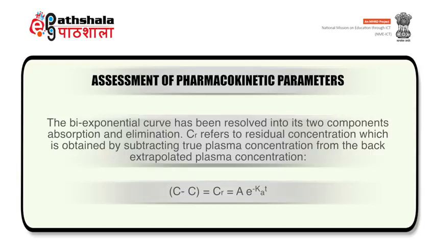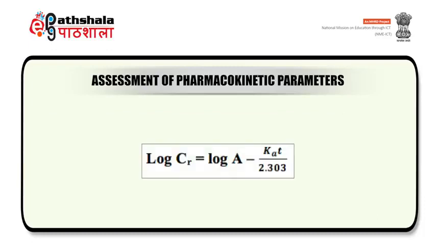Cr, which refers to the residual concentration, is obtained by subtracting the true plasma concentration from the back extrapolated plasma concentration, that is C minus C is equal to Cr, which is equal to A e to the power minus Kat. We have seen that in the log form the equation becomes log Cr is equal to log A minus Kat upon 2.303. A plot of log Cr versus t yields a straight line with slope minus Ka upon 2.303 and a y-intercept of log A.